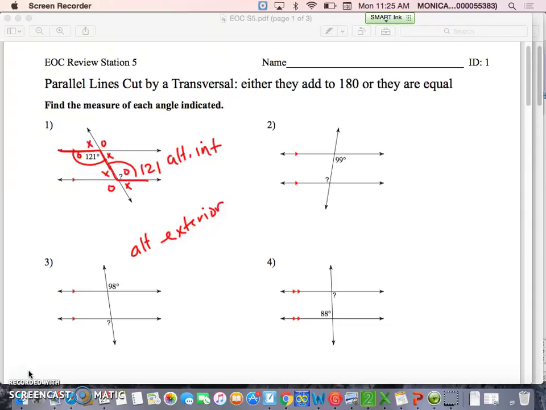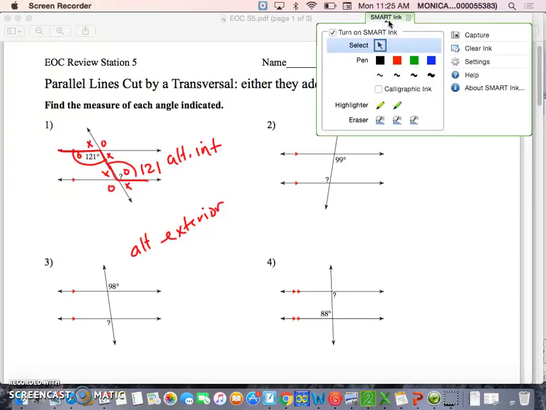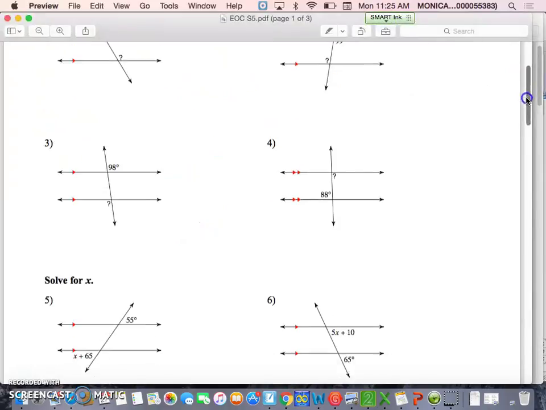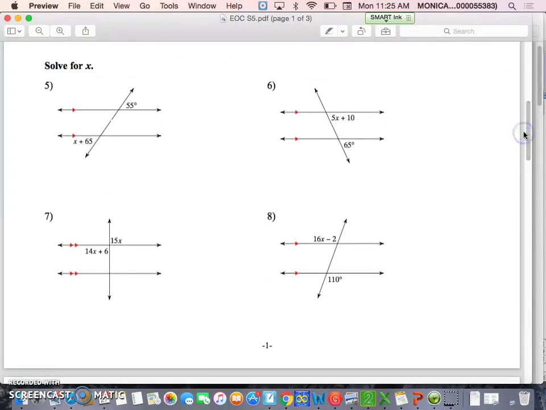Let's move on to number 5. That's asking a different question. So for number 5, we've got to solve for x. And again, we're going to either set them equal to 180 or set them equal to each other. Those are our choices. So you can either do blank plus blank equals 180 or blank equals blank. Those are your two choices.